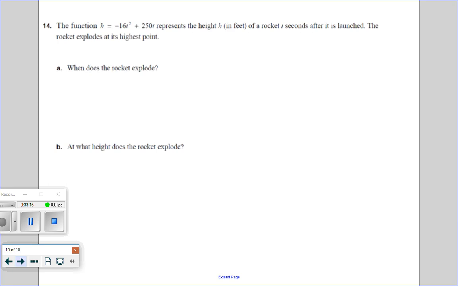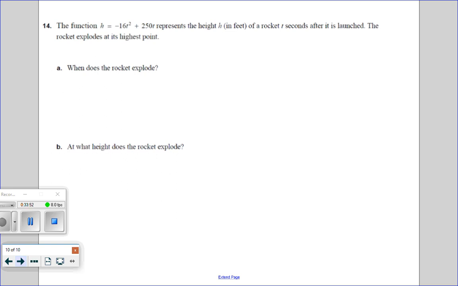The function h equals negative 16t squared plus 250t represents the height in feet of a rocket t seconds after it has been launched. The rocket explodes at its highest point. That's just a fancy real world way of saying at the max, right? The highest point of our parabola is going to be the max point, which is the vertex. So it's just the real world way of saying the vertex and the max point.